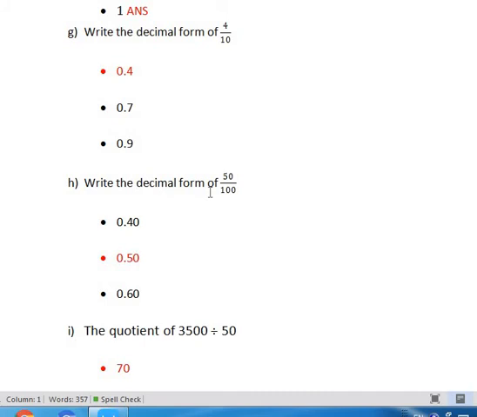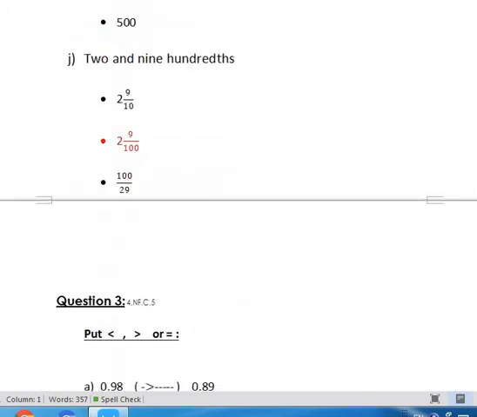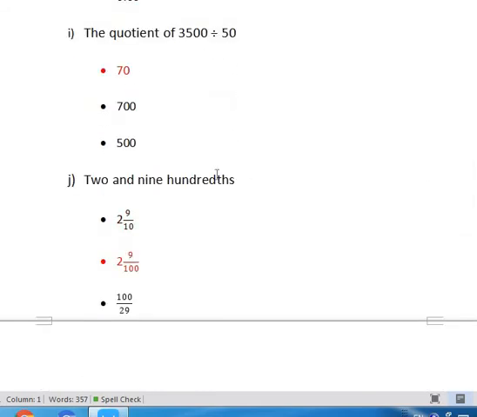Write the decimal form. Okay, we have finished this. The quotient of 3,500 divided by 50. So here I have 3 divided by 5, it can't be, we write 0. Then 35 divided by 5 is 7, 0 cancelled with 0, and we have a remaining 0, so we write 70.